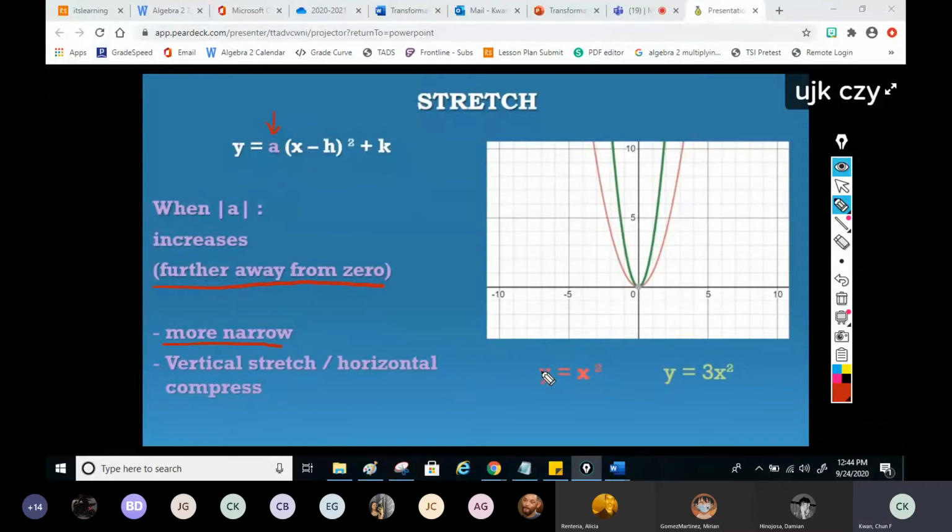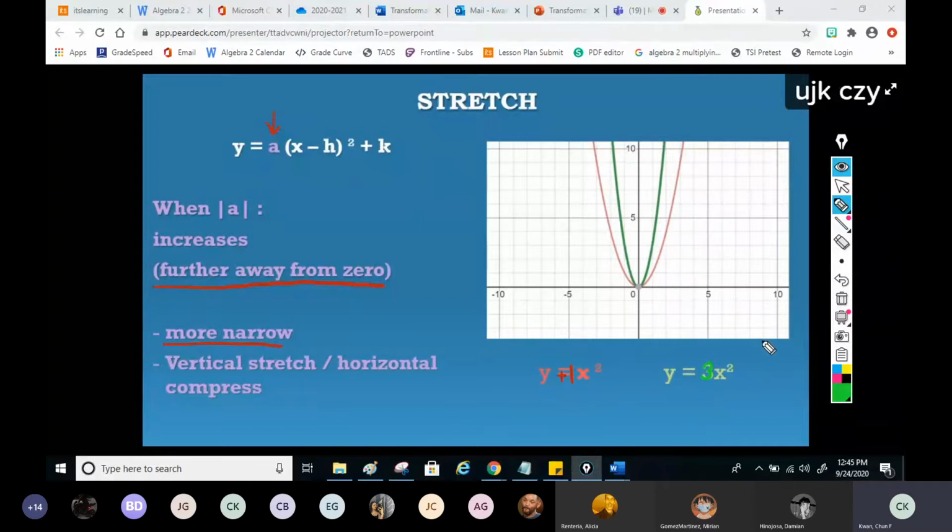The original is y equals x squared, and that's the red line right here. In front of it, there's an invisible positive 1. Now that I changed the number to a positive 3, what's changed on this graph? If you look at the line in green, it becomes a little bit more narrow. So if it increases from positive 1 to a positive 3, the graph becomes more narrow.